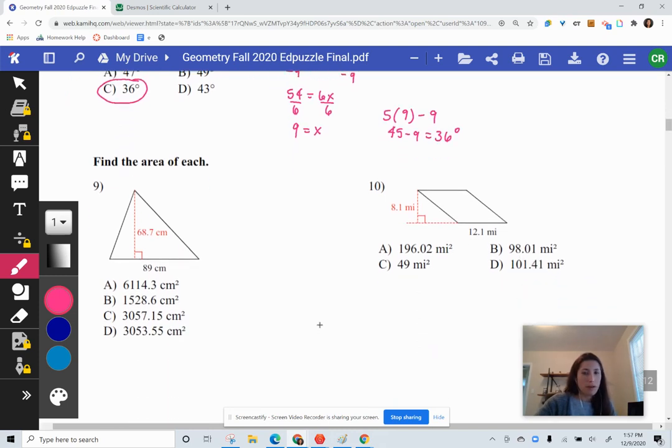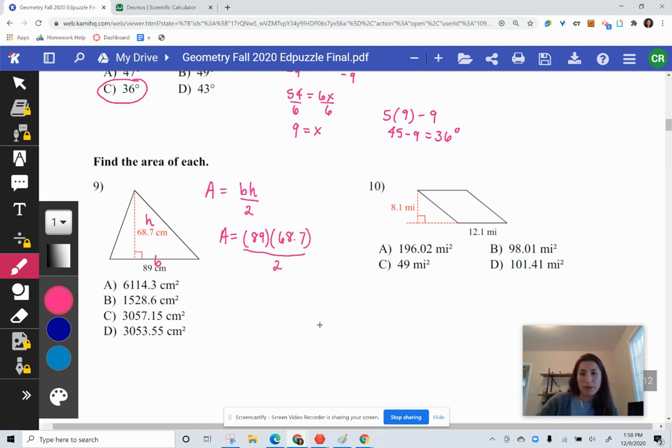Okay, here we have some of our area formulas. So we have area of a triangle. Remember, area of a triangle is base times height, all divided by 2. In this triangle, this is our base, it's 89. This is our height, 68.7. So our area for this figure is base, 89, times height, 68.7, all divided by 2.